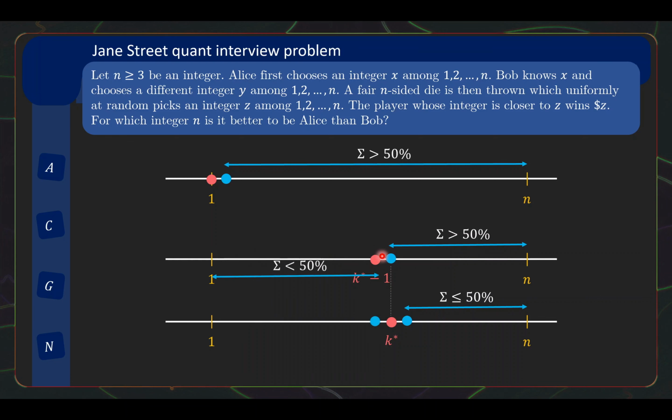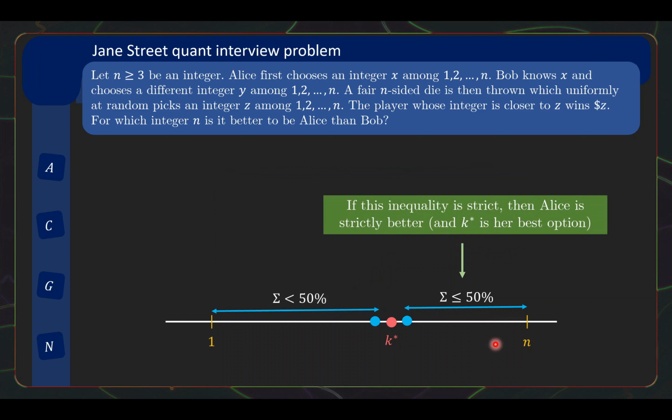Noticing that this is the same k star here, to the left of k star is 1 to k star minus 1. I just transferred this conclusion down to conclude that even to the left of k star, it is strictly less than 50%. So it is good for Alice to choose k star because to the left is less than 50%, and to the right is less than or equal to 50%. If this inequality is strict, then k star is her best option and Alice is strictly better.